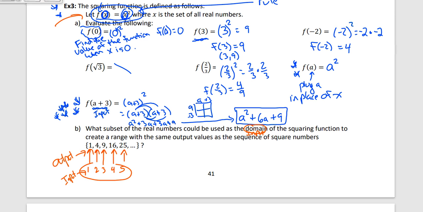So what are these numbers? Think back to your do now. Yeah, those are the counting numbers. And that's what they were asking. What subset of the real numbers could be used? Oh, we could use the counting numbers to get those outputs. So they gave us the outputs and we were looking for the inputs.